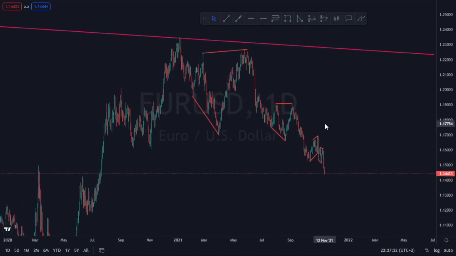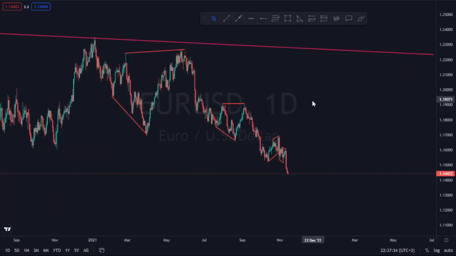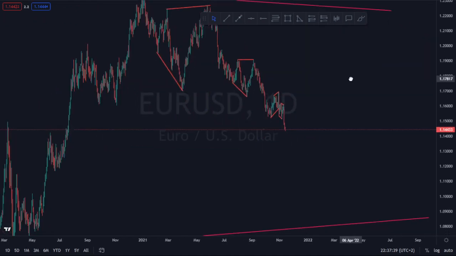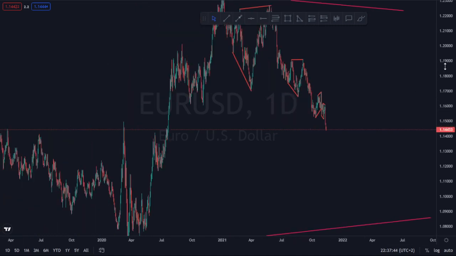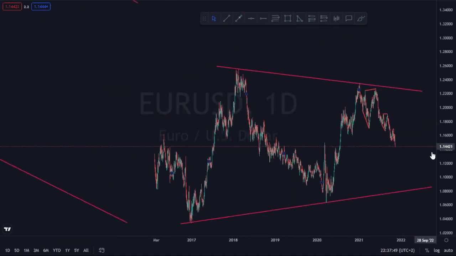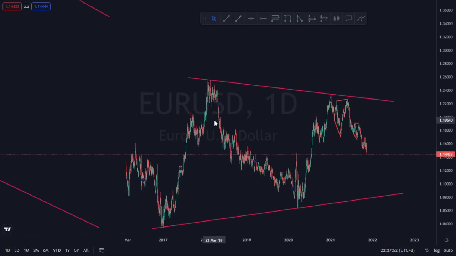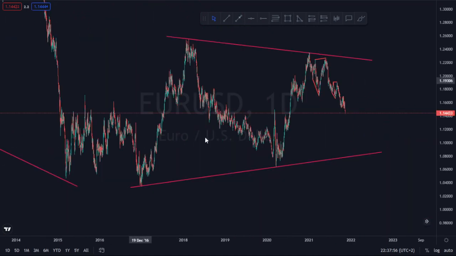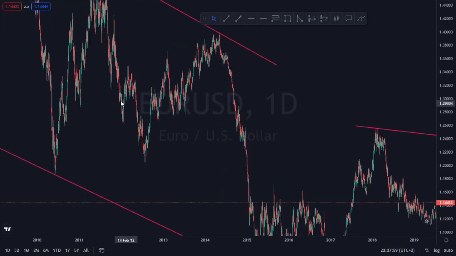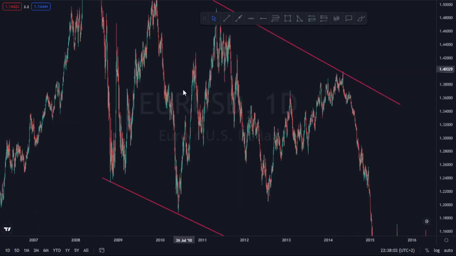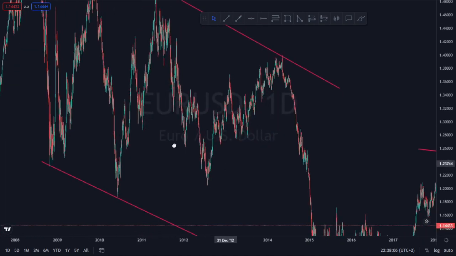Let's get into EURUSD. So right now we're on the daily time frame, guys, and I've also been trading EURUSD. As you can see, price has been going down. Price has been bearish in the long term.